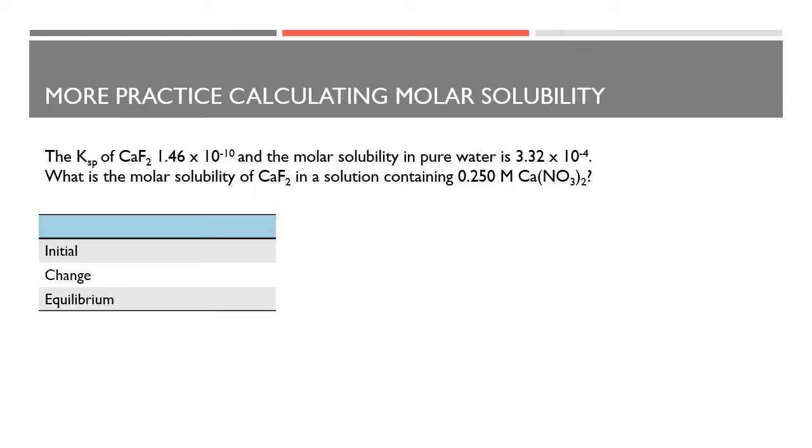So here's our last practice problem with the common ion effect. The Ksp of CaF2 is 1.46 times 10 to the negative 10th, and the molar solubility in pure water is 3.32 times 10 to the negative 4th moles per liter. What is the molar solubility of calcium fluoride in a solution containing 0.250 molar calcium nitrate? So the molar solubility in pure water is 3.32 times 10 to the negative 4th moles per liter.